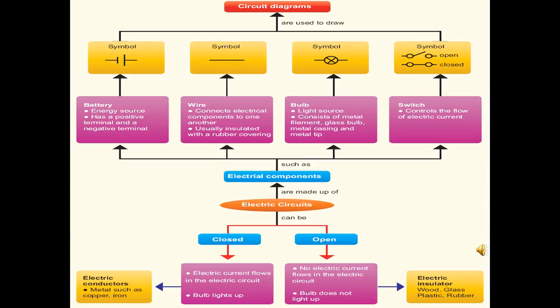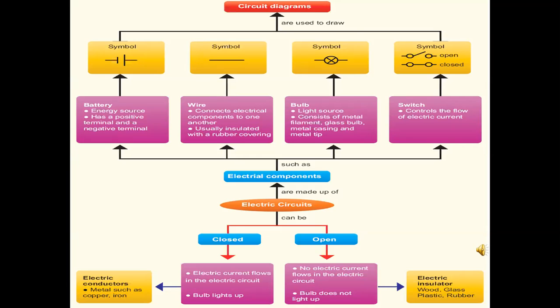Electric conductors are metals such as copper and iron. These are examples of electric conductors. In a closed circuit, electric current flows in the electric circuit and the bulb lights up. But in an open circuit, no electric current flows in the electric circuit. The bulb does not light up.